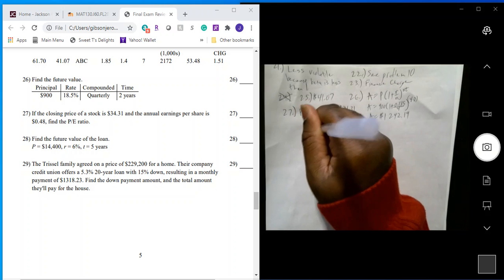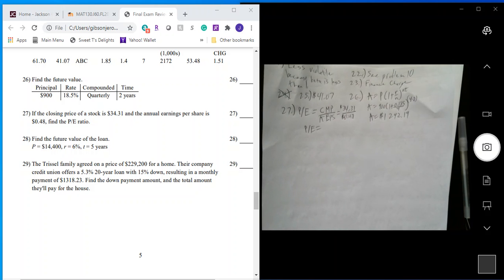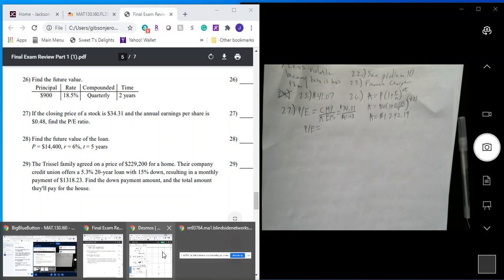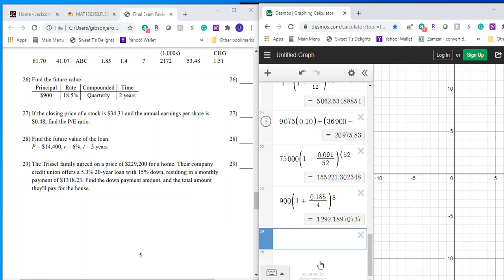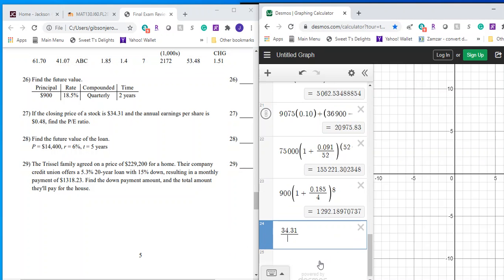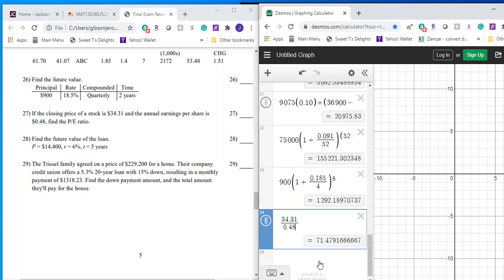So the price over earnings ratio, we'll put in our calculator. So we had 34.31 divided by 0.48, which would be 71.48. Actually, we don't need the dollar sign. It'd be 71.48. All right. So now we go to 28. It says find the future value of the loan. Okay, so now that looks like a regular simple interest loan. So it'll be principal times 1 plus RT.